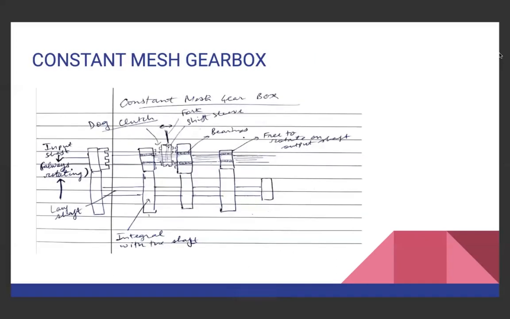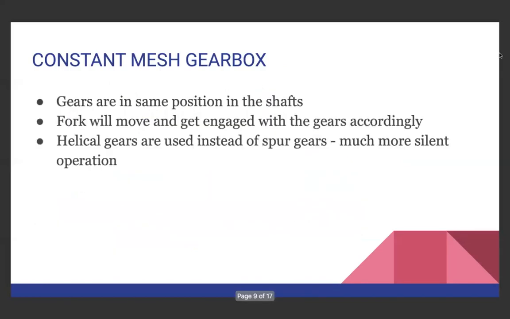Now, we will look at the constant mesh gearbox. This is the constant mesh gearbox, and as the name suggests, the gears are in constant position. The gears in the output shaft are connected to the lay shaft but are not engaged. To engage the gears, the dog clutch and fork are used.